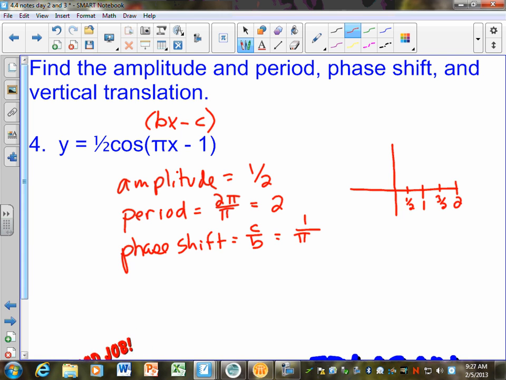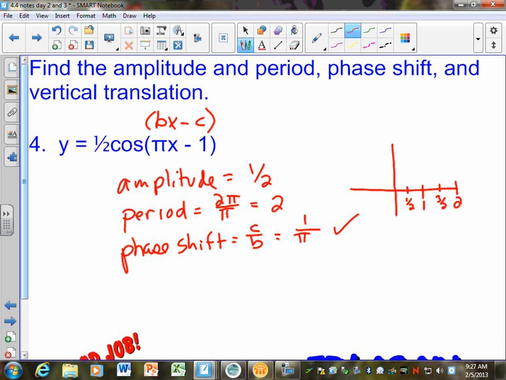We're not going to graph this because this would be really weird to graph, but this means our graph is shifting 1 over pi units to the right. It's still going to be the same shape, it's just going to change where it crosses the x-axis. But this is what you need to be able to do, c over b.